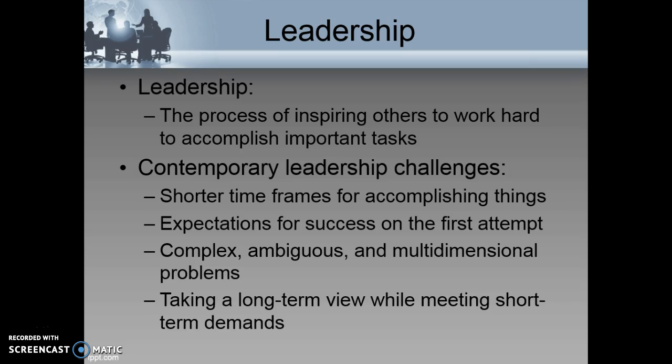So what is a leader, or what is leadership? Leadership is basically the process of inspiring and motivating others or your employees to work hard to accomplish the task that you have set out for them.